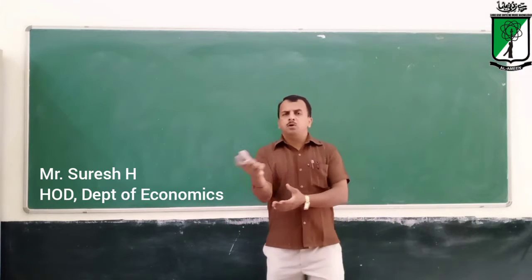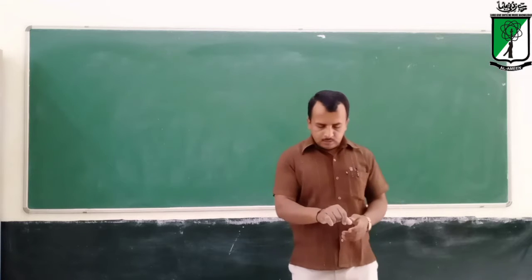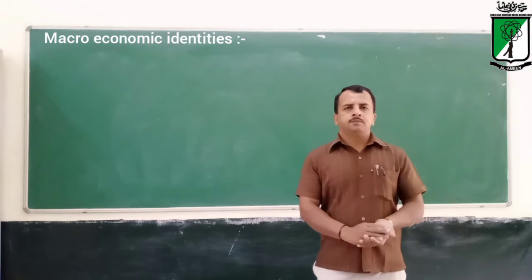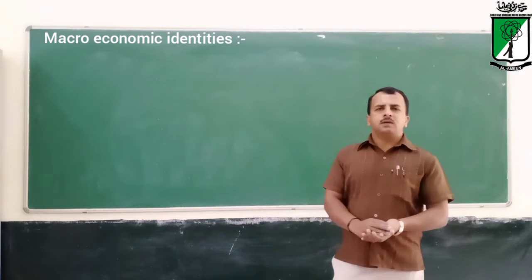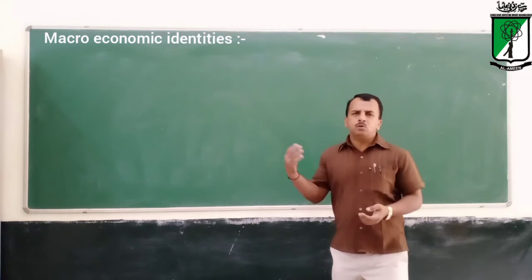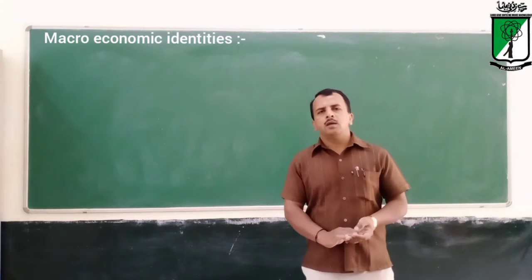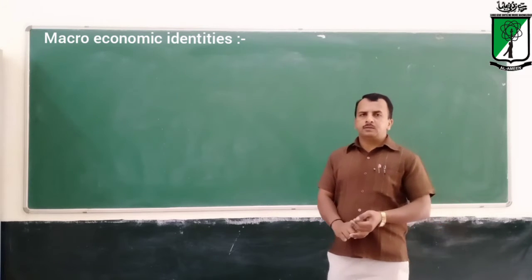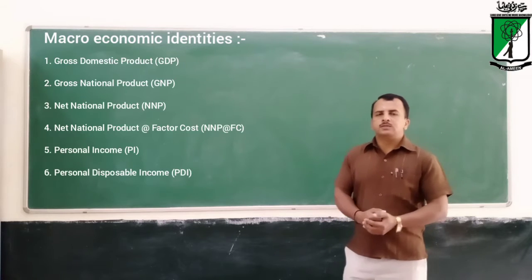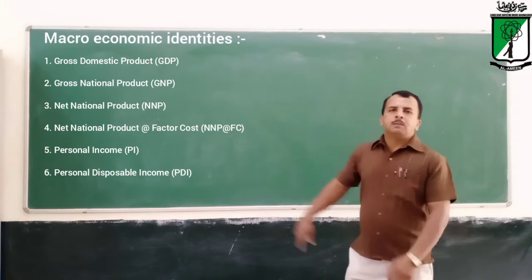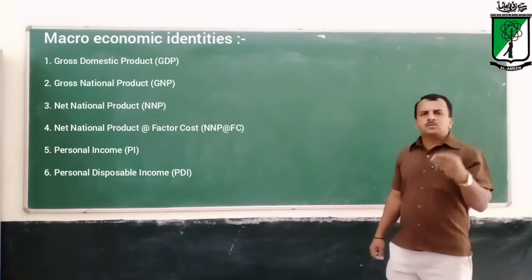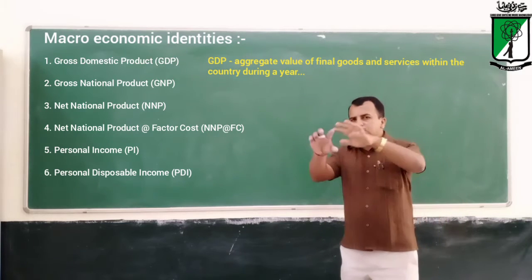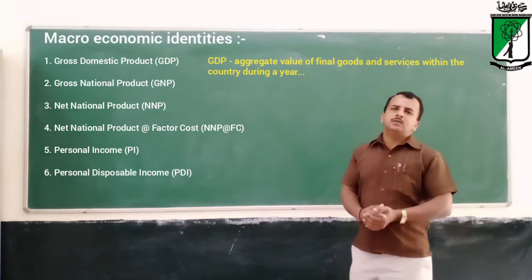So let me brief about my last class. In our last class, I explained about macroeconomic identities. Macroeconomic identities are nothing but important concepts with respect to national income. Under that, the first important macroeconomic identity which we discussed was GDP, gross domestic product. GDP shows you the market value of all goods and services produced within the country during a year.